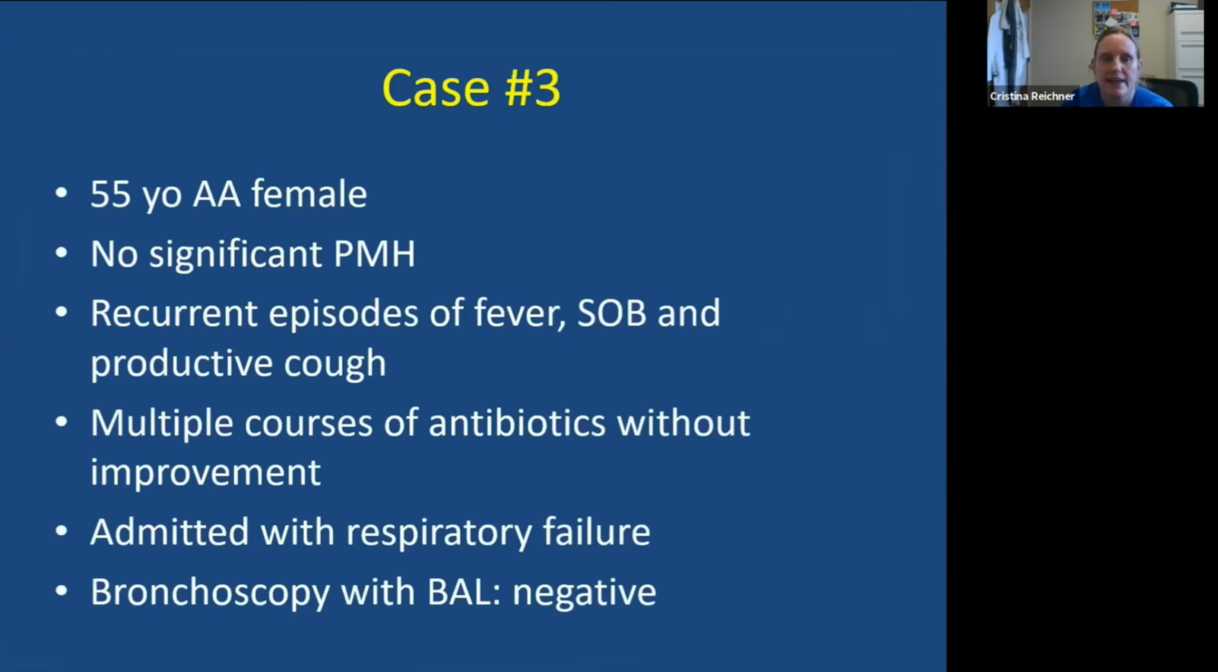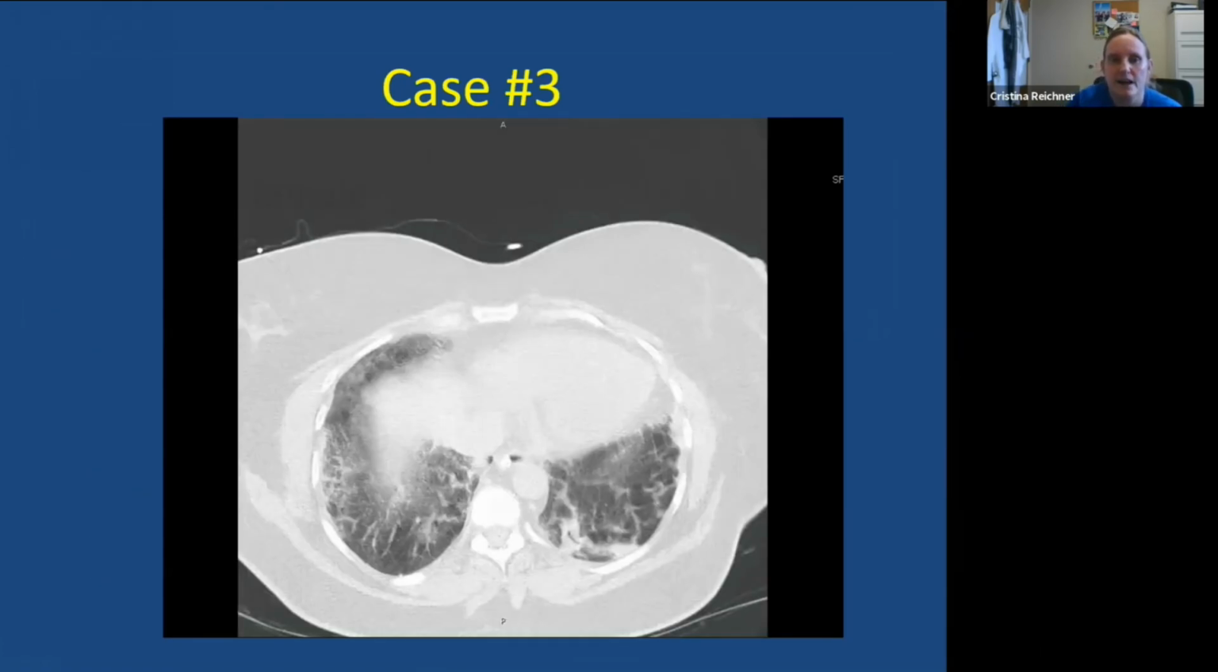So this is a 55-year-old African-American female who had no past medical history, but recently had recurrent episodes of fever, shortness of breath, and productive cough. She had been seen by urgent care and her PCP, and had gotten multiple courses of antibiotics, really without getting much better. And then finally, she was admitted with respiratory failure, required intubation, and underwent bronchoscopy with just a lavage that was negative. And this is a representative cut of her CT scan.